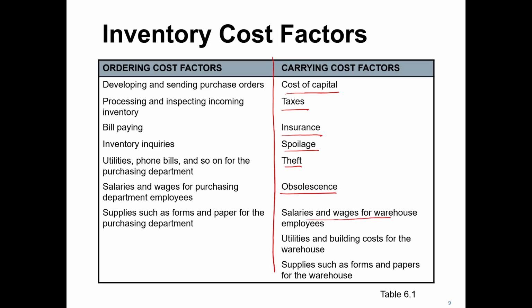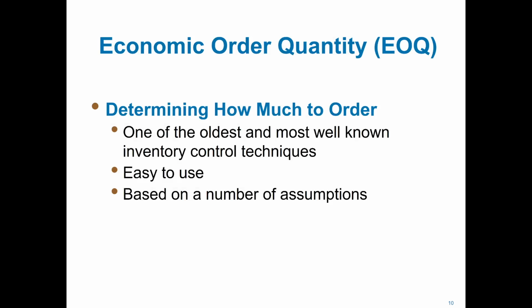Salaries and wages for warehouse employees, utilities and building costs for the warehouse, and supplies such as forms and papers for the warehouse. So these are the carrying cost factors or holding cost factors for keeping the inventory. So we can say there are ordering cost factors, and then there are carrying cost factors. Now we will talk about economic order quantity.